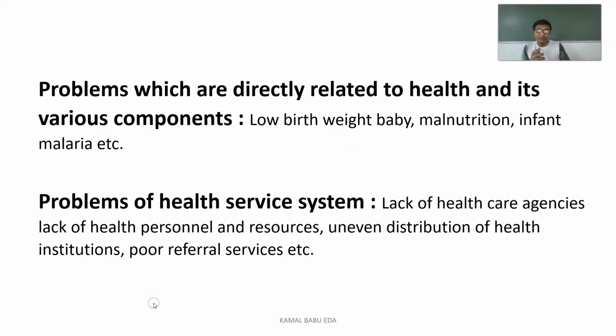These are some of the aspects that are mainly present in the community. Firstly, problems which are directly related to health and its various components, such as low birth weight babies, malnutrition and infant malaria. All these will be identified, along with the problems of the health service system. Whether the problem is with the healthcare agencies: lack of healthcare agencies, lack of healthcare personnel and resources, uneven distribution of health institutions and poor referral services.